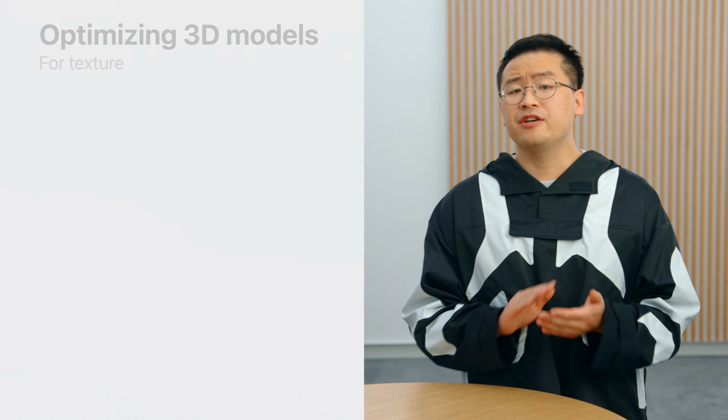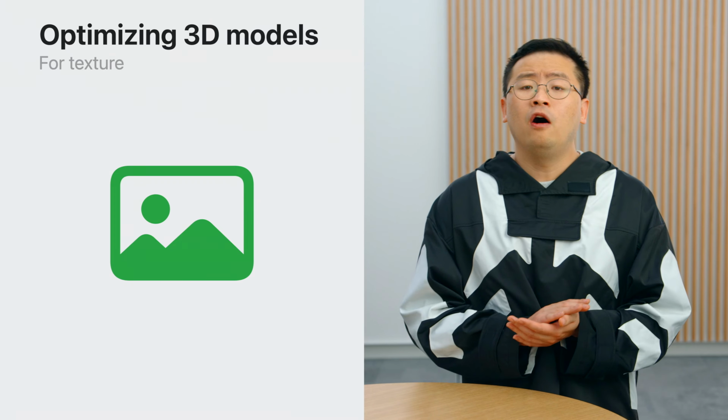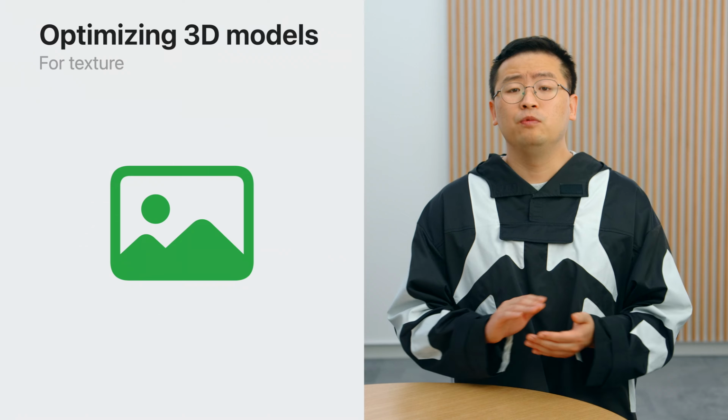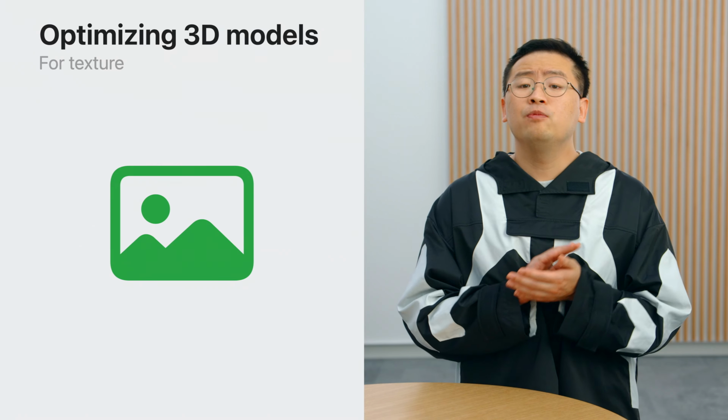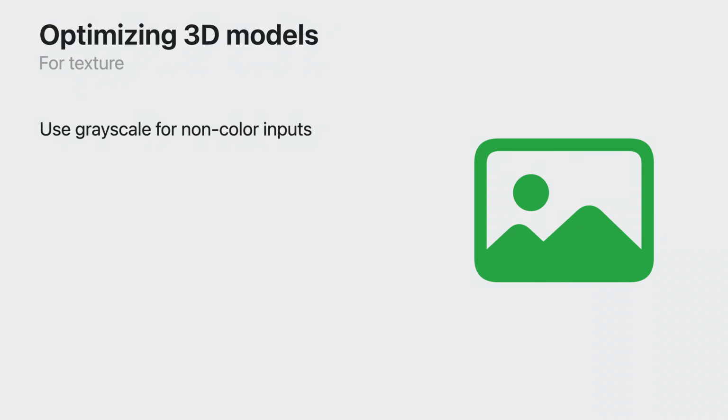Next, let's look at textures. Texture can contribute to a lot of memory usage. Optimized textures consume less memory, which allows more assets to be loaded at the same time and helps complex scenes run smoothly. One way to save on texture budget is by using grayscale for your non-color inputs. In some cases, you can even pack your grayscale images into individual channels of a color texture, allowing you to store multiple grayscale maps into a single texture.